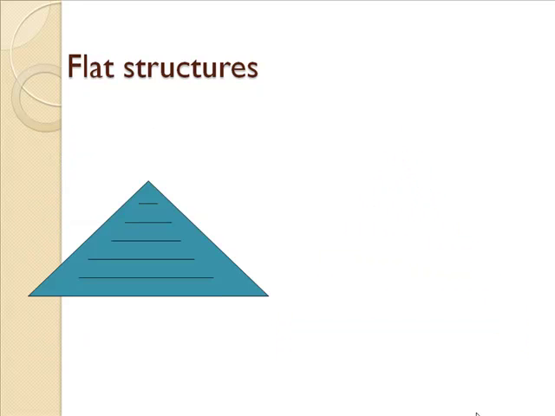So this is a flatter structure then, and here communication from the top to the bottom is a lot quicker. There are fewer layers, so from the top to the bottom there are fewer people to go through, and communication is much quicker.